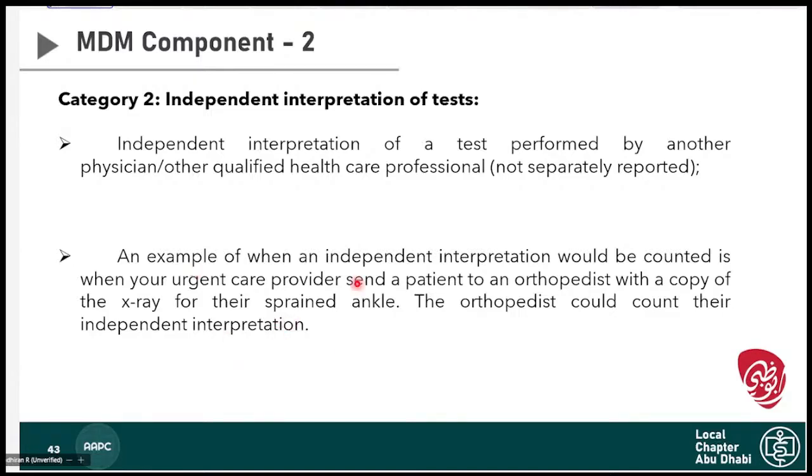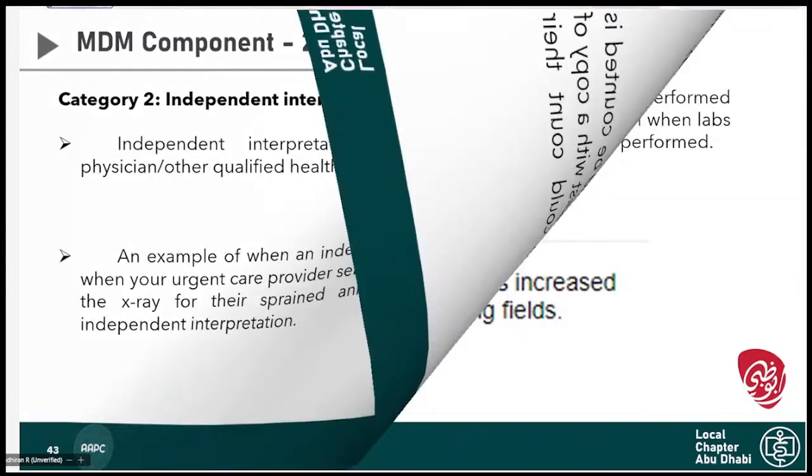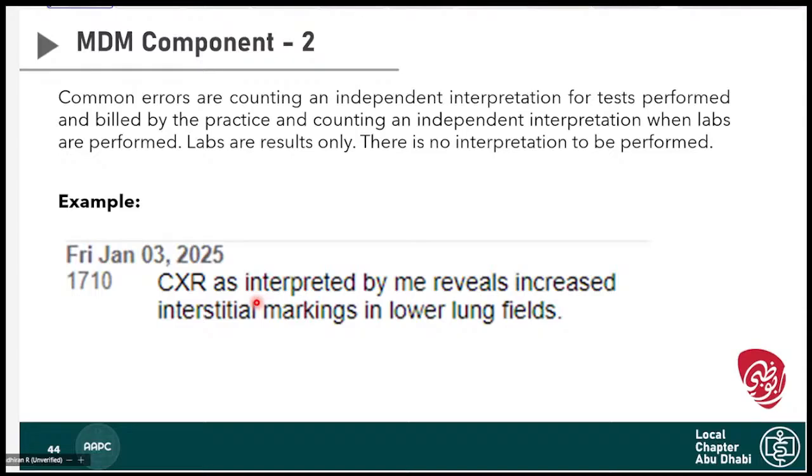What is the main thing we need to check? Whenever you're considering independent interpretation of test, the test should not be ordered by our provider. Our provider needs to give only the interpretation. And one more important thing, if you are billing separately for the interpretation, we should not count this point. For example, the PCP ordered the EKG, however the cardiologist gives the interpretation. We are separately billing for the ECG, so we should not consider the category 2 point. So here is an example: chest X-ray interpreted by me reveals increased interstitial markings in the lower lung field.